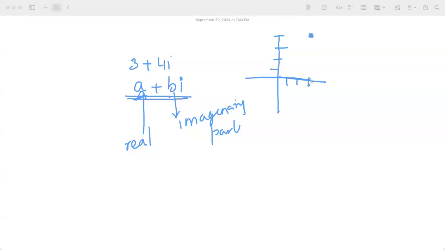So x-axis 3, 4 on the, this is not a y-axis, this is the imaginary axis. So 3 plus 4i is here. Did you all get it? Okay, so that basic intro is enough now. Now let's see.